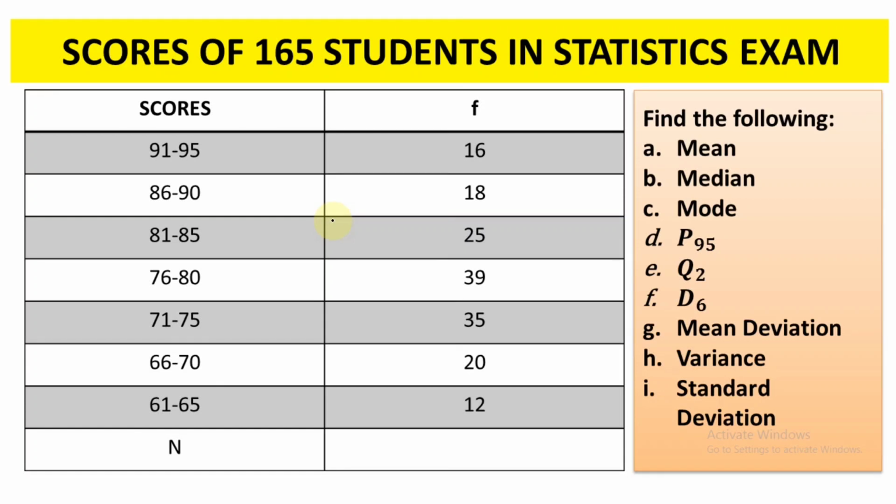So today we will discuss how to find the mean, median, mode, percentile, quartile, decile, mean deviation, variance, and standard deviation of the grouped data. Consider the scores of 165 students in a statistics exam. So these are their scores. Out of 165 students, we will find the mean, median, mode, percentile, quartile, decile, mean deviation, variance, and standard deviation.